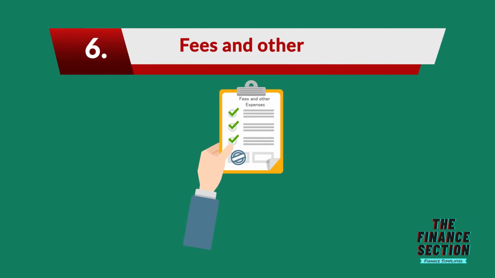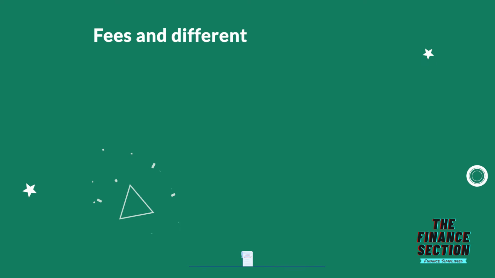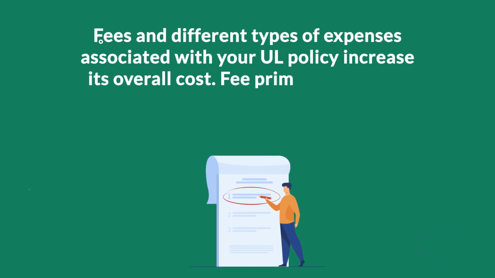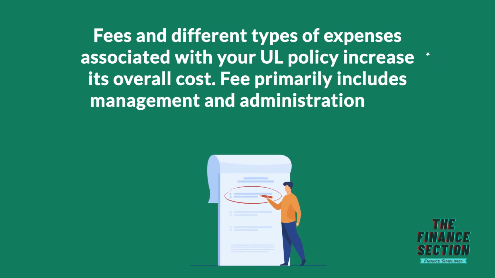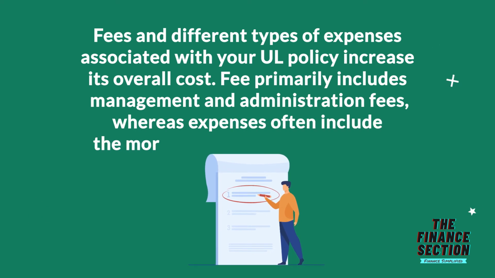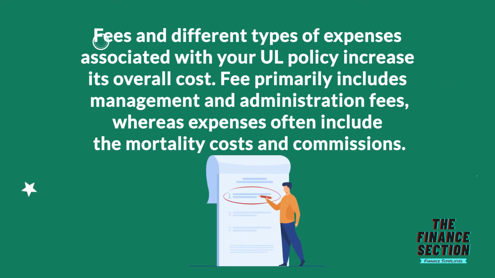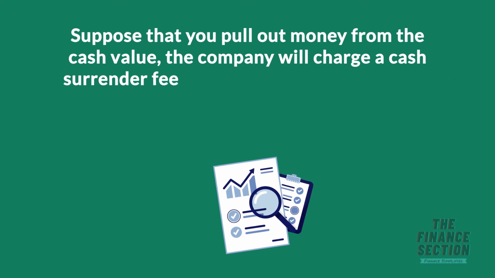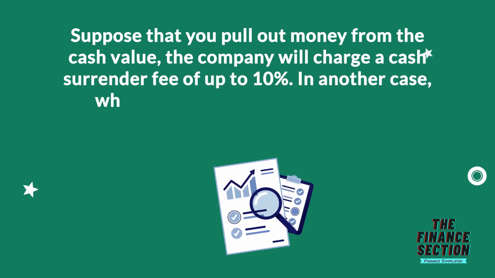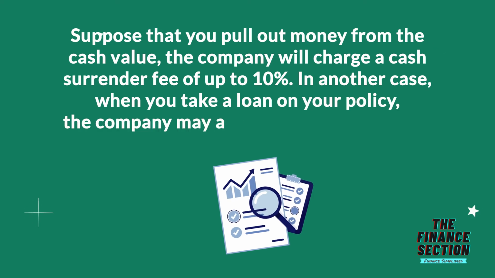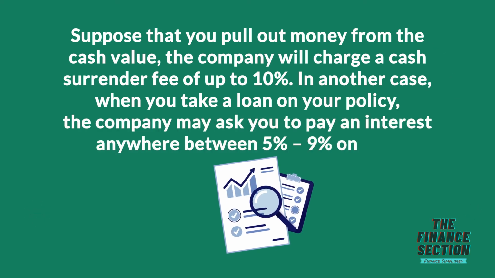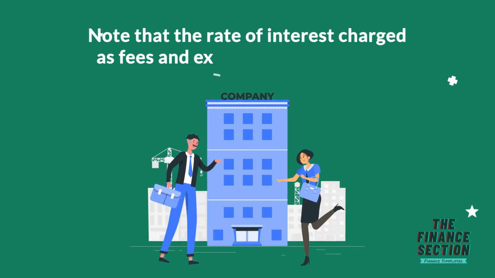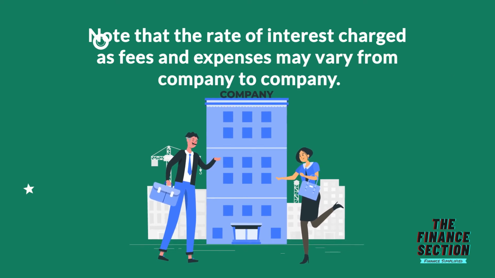6. Fees and other expenses. Fees and different types of expenses associated with your UL policy increase overall cost. Fee primarily includes management and administration fees, whereas expenses often include the mortality costs and commissions. Suppose that you pull out money from the cash value, the company will charge a cash surrender fee of up to 10%. In another case, when you take a loan on your policy, the company may ask you to pay an interest anywhere between 5% to 9% on loan. Note that the rate of interest charged as fees and expenses may vary from company to company.